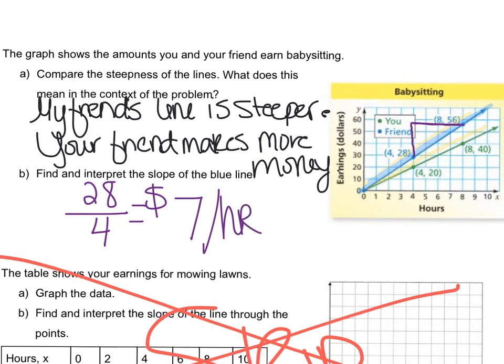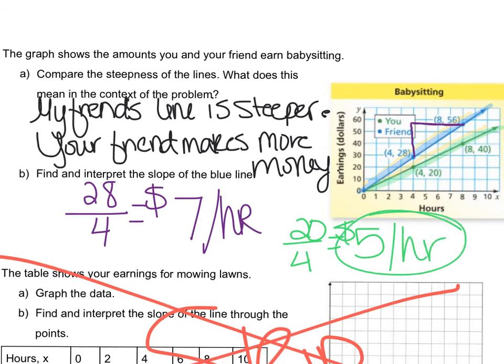Okay, just for fun, I want you to do the green line, figure out how much money you make per hour. Okay, so it's 20 over 4, $5 per hour. You need to ask for a raise. Okay.